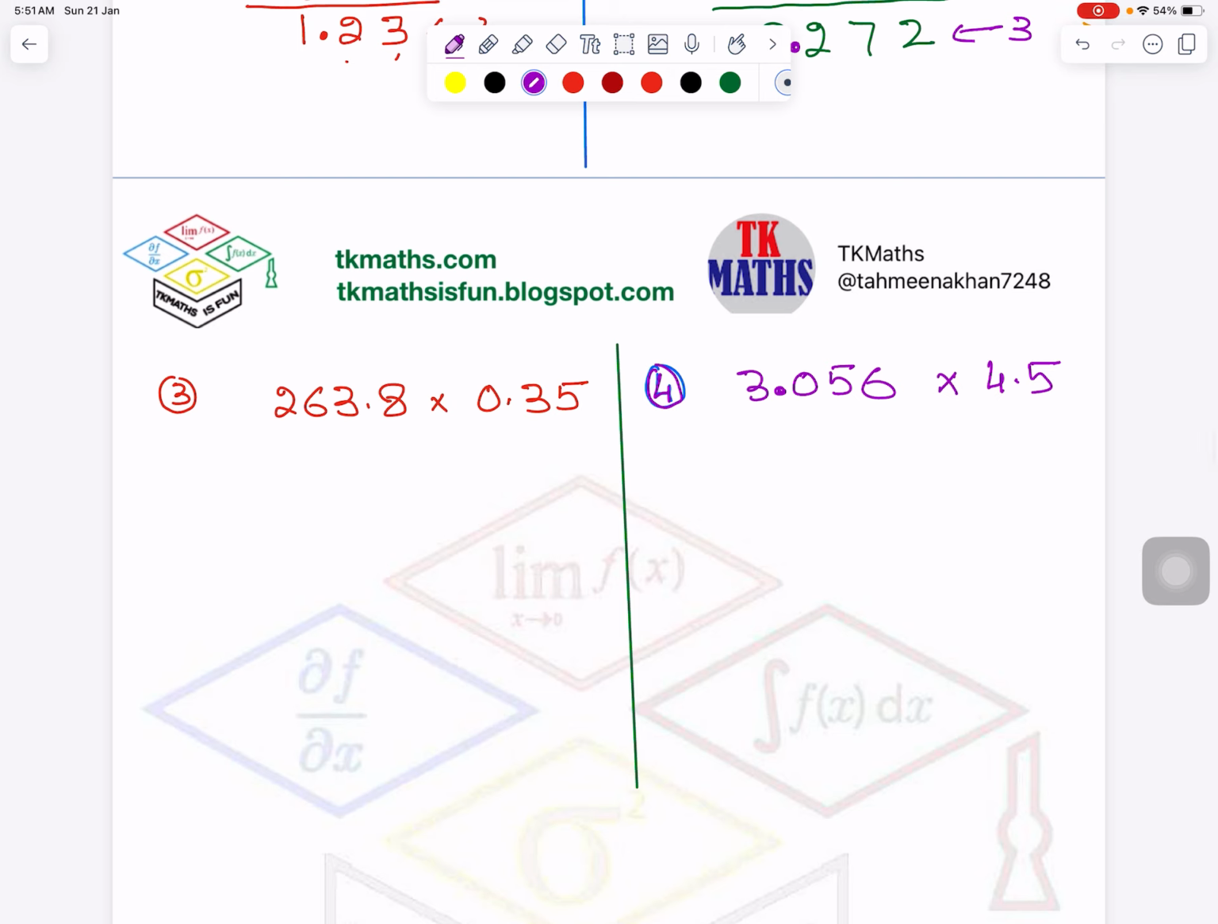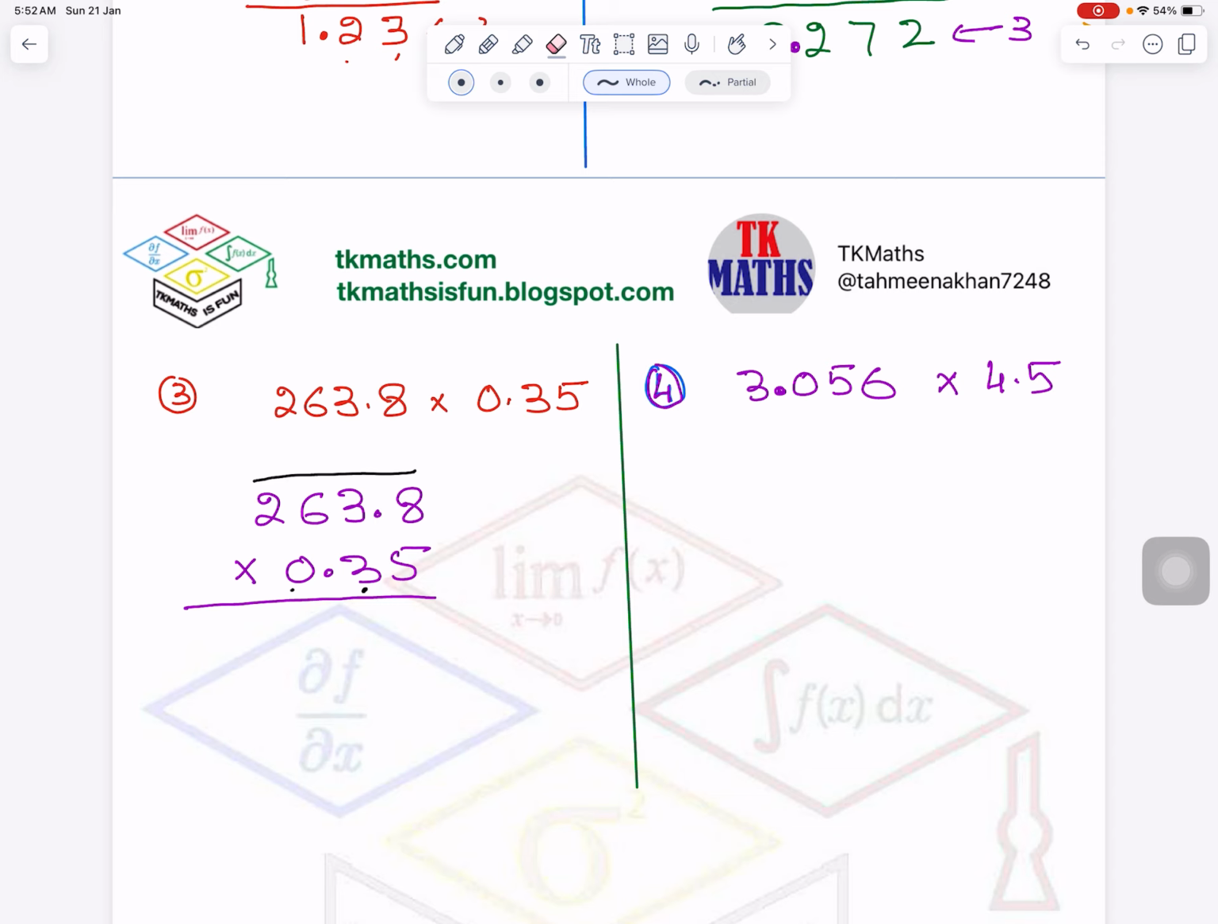Let's do one more question. 263.8 multiply by 0.35. In multiplication, it is not important where you put decimal. Okay, in the answer it matters. So now I'm starting with 5 first of all. First I will multiply all these digits by 5, then by 3 and then by 0. Let me erase this, otherwise it will give an impression of decimal at the end, which will confuse you.